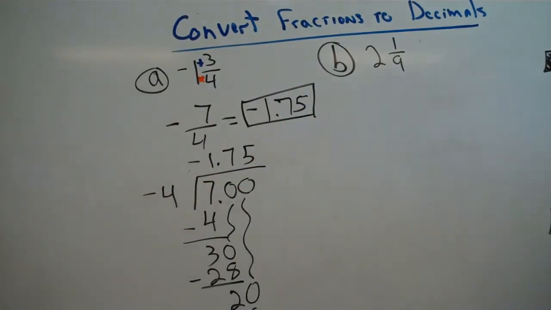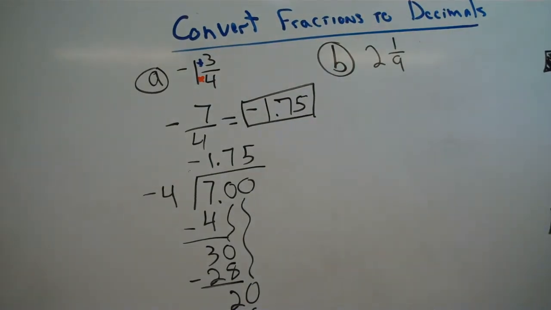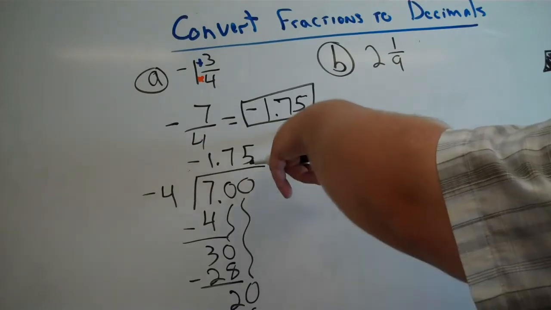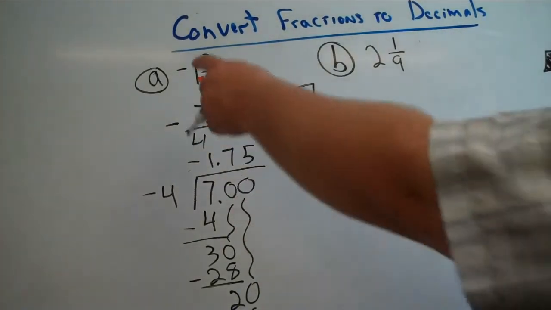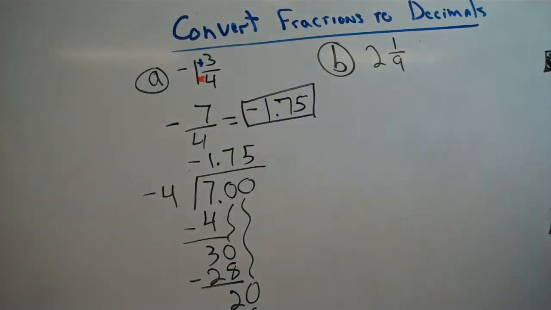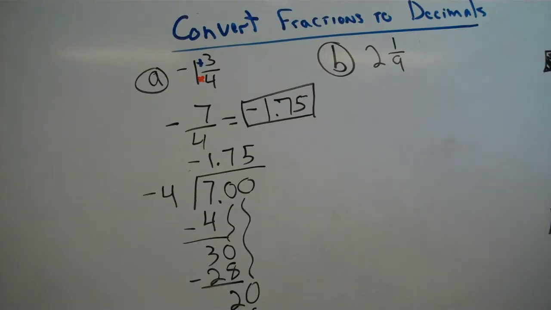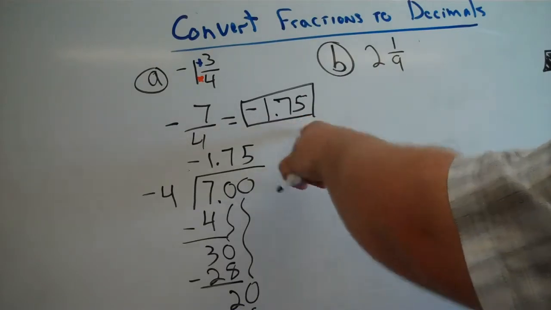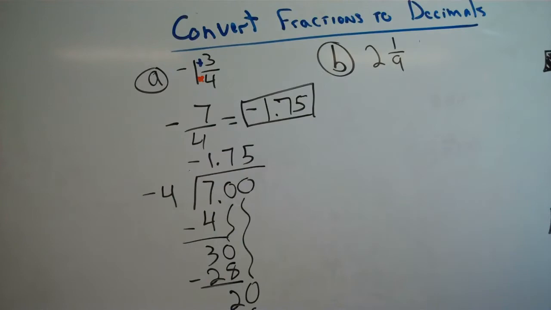And I would also emphasize not just saying 0.75, because what does that mean? I would also read this as -1 and 75 hundredths, because that's really what we've done. We've converted this fraction, which is in fourths, into a decimal number. And decimal numbers are really just fractions in base 10. So our first number here is in tenths, our second number is in hundredths. So we can read this as -1 and 75 hundredths.